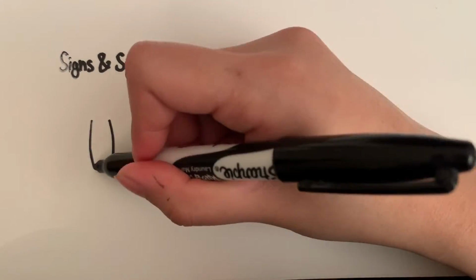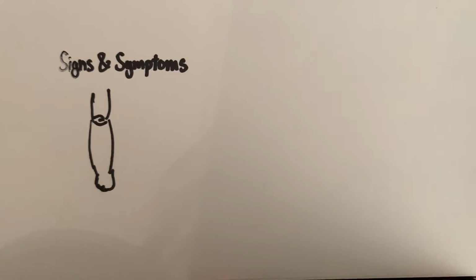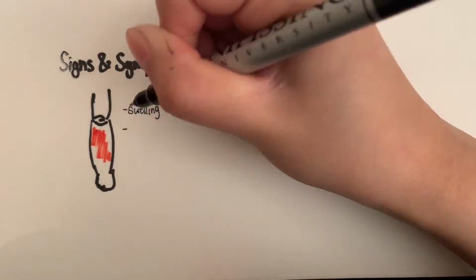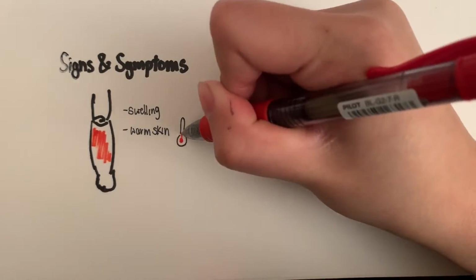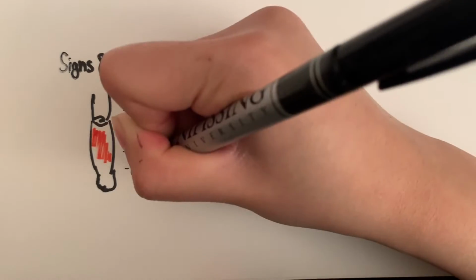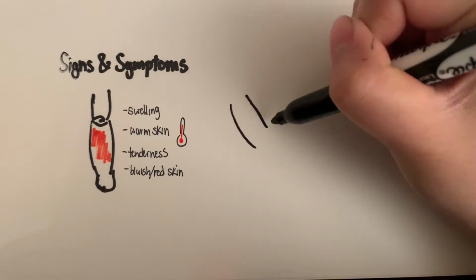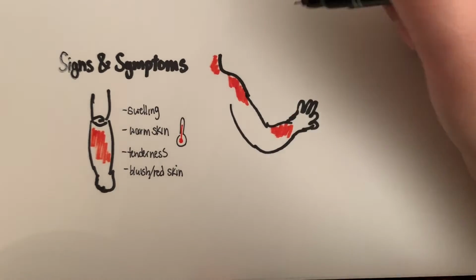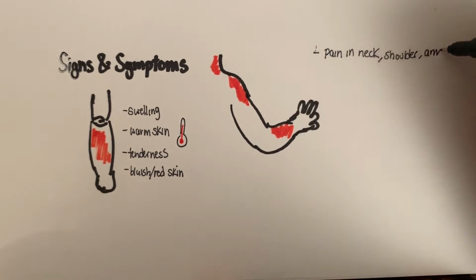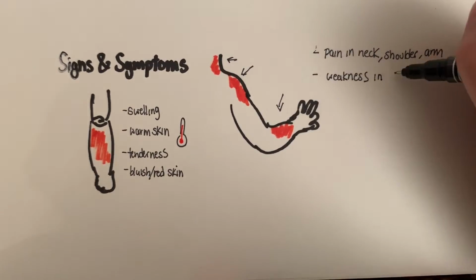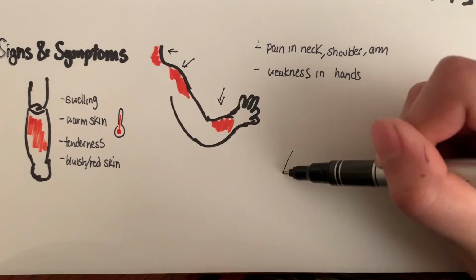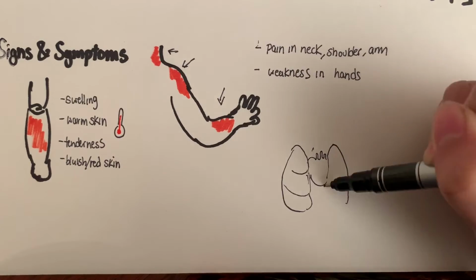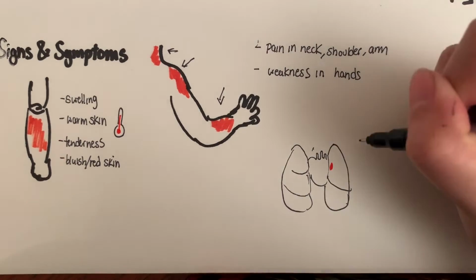Now let's move on to signs and symptoms associated with DVT. When DVT affects the legs, common symptoms include swelling, cramping, warm skin, tenderness, and a reddish or bluish color over the affected area. Swelling and pain may also be felt on the shoulder, neck, arms, and hands, as well as weakness in the hands. Pulmonary embolism is a major life-threatening complication of DVT.